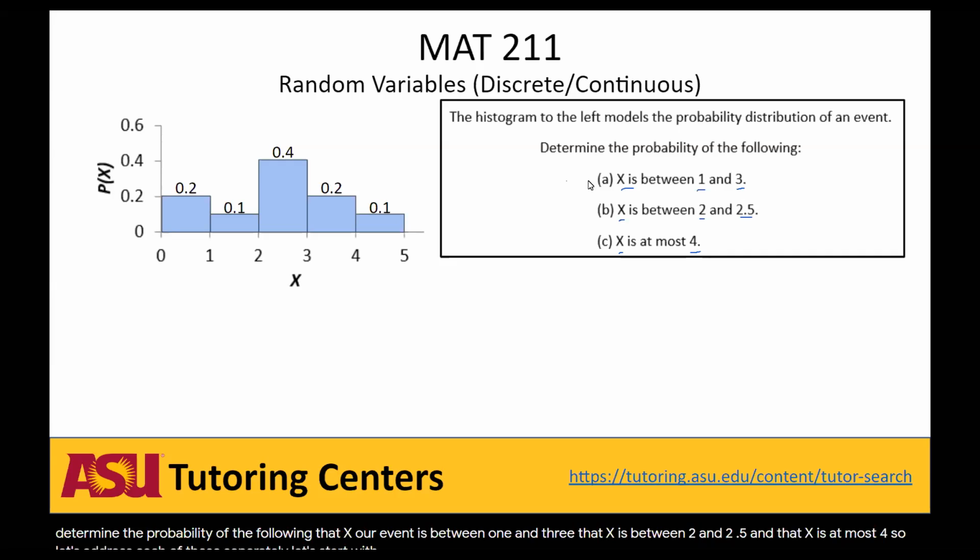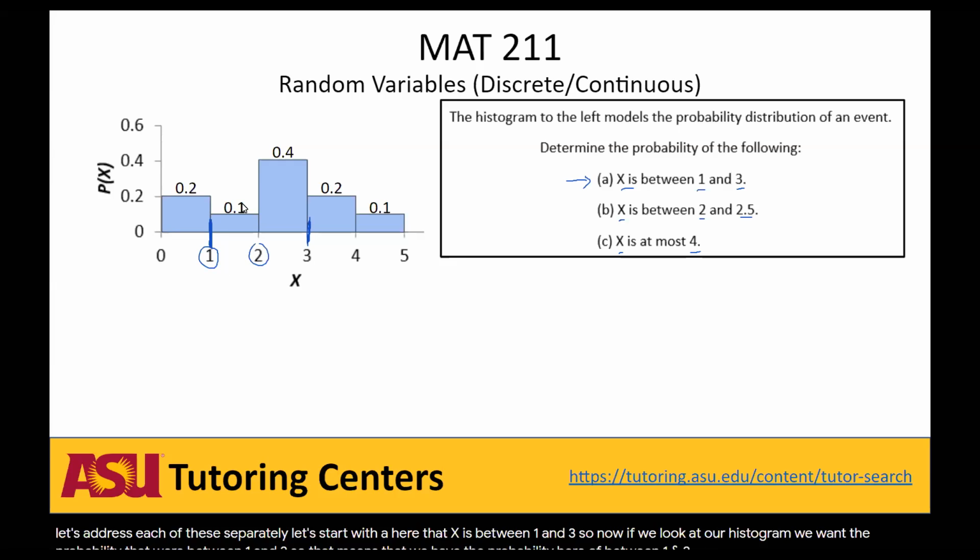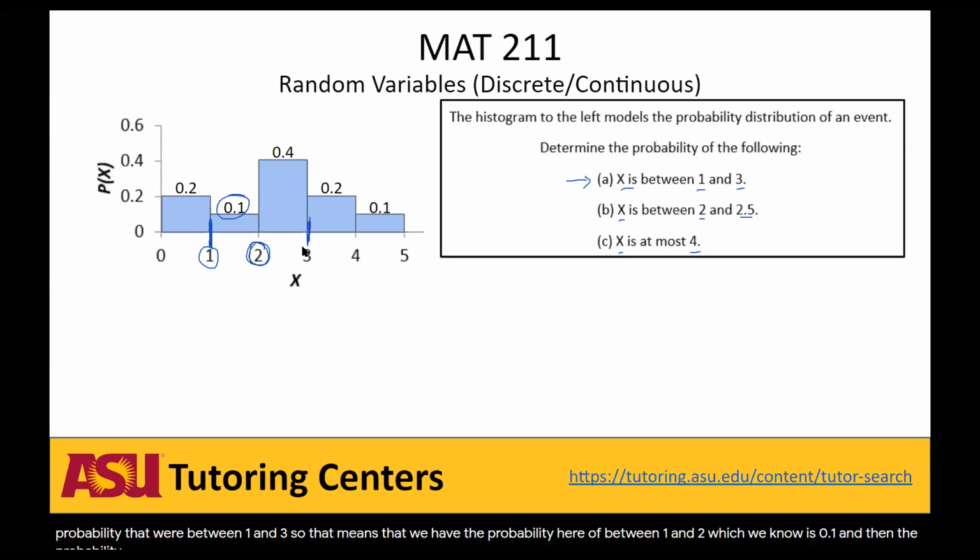Let's start with A here, that x is between 1 and 3. If we look at our histogram, we want the probability that we're between 1 and 3. So we have the probability between 1 and 2, which we know is 0.1, and then the probability between 2 and 3 we know to be 0.4. What we need to do in order to get the probability of being between 1 and 3 is to sum these two probabilities up. So let's go ahead and do that.